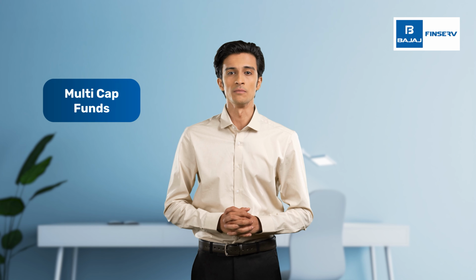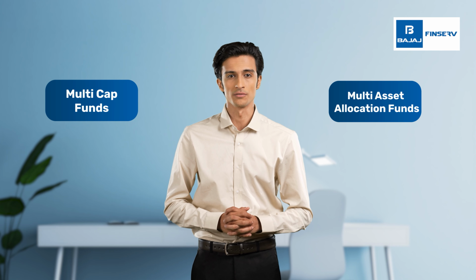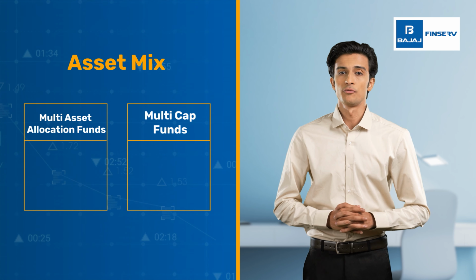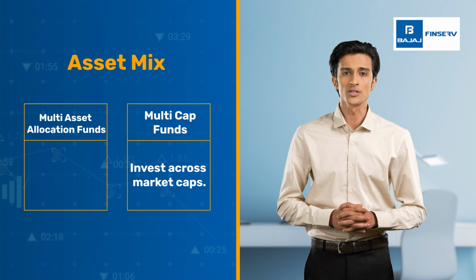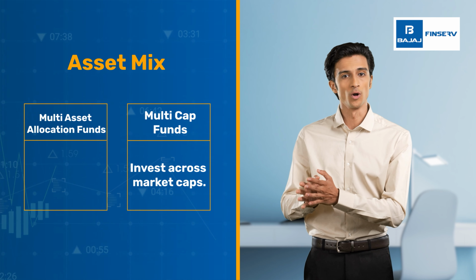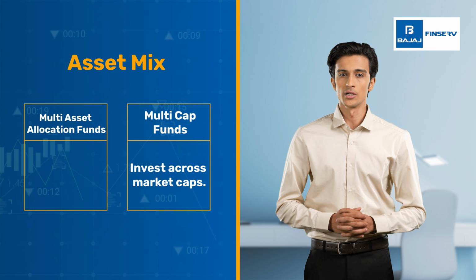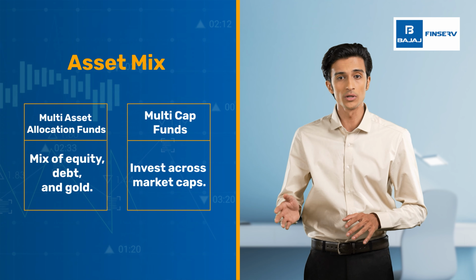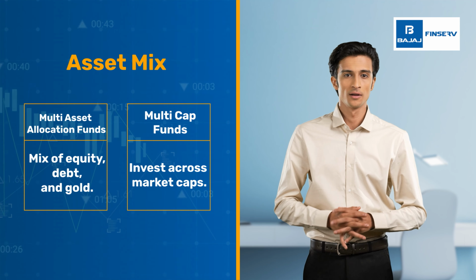Key differences between multi-cap and multi-asset allocation funds. Asset mix. Multi-cap funds focus solely on equities across large, mid, and small caps. Multi-asset allocation funds diversify across multiple asset classes including equities, bonds, and gold.